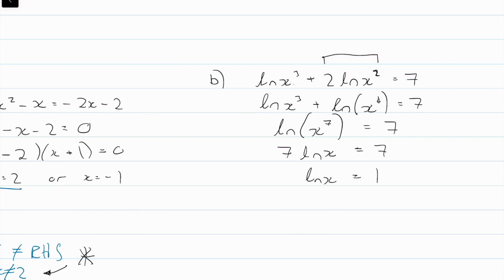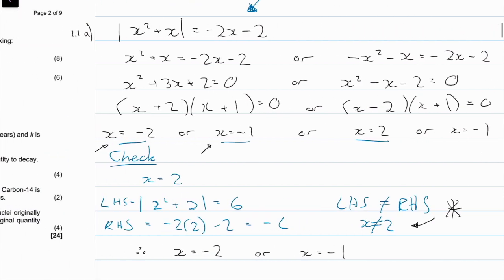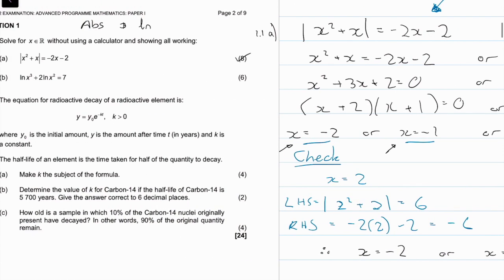I'm going to raise everything to the power of e, so e to the ln x is equal to x, which is equal to e to the 1, so that means that x is equal to e. And that is the final solution, and in total there we got 8 marks and 6 marks, so 14 marks in total.